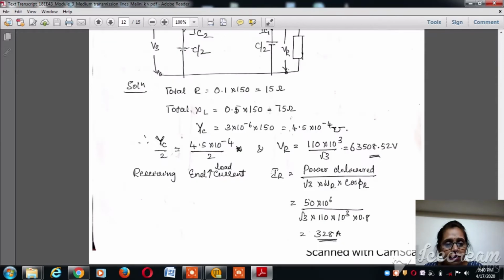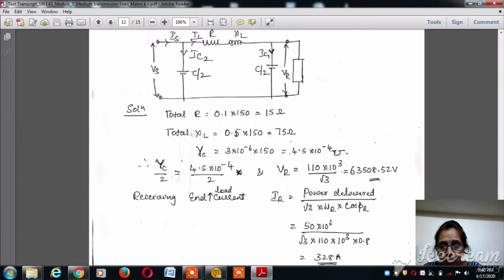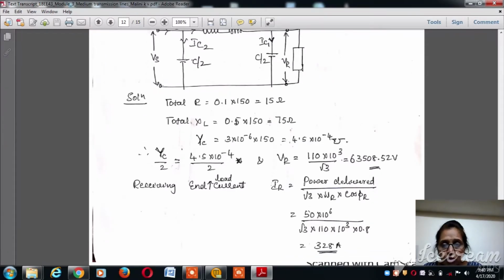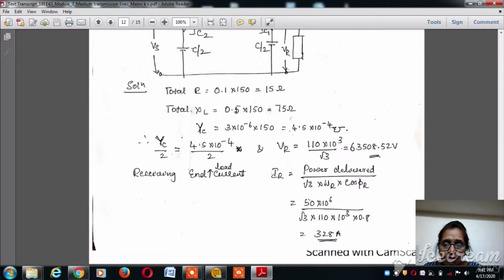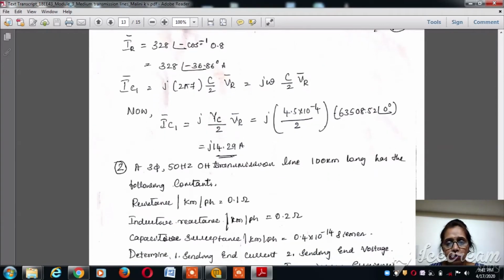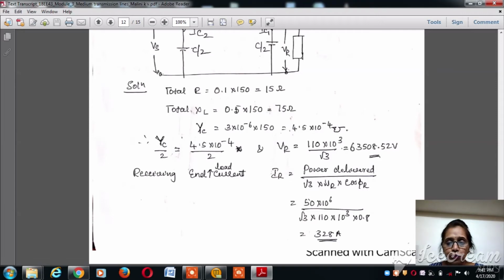Now the receiving end load current, IR, which is flowing through the receiving end, is equal to power delivered divided by root 3 into VR into cos phi r. This is the formula that we have derived earlier. Power delivered is given as 50 megawatt, that is 50 into 10 raised to 6, divided by root 3 into 110 kV, 110 into 10 to the power 3, multiplied by cos phi r, which is given as 0.8.